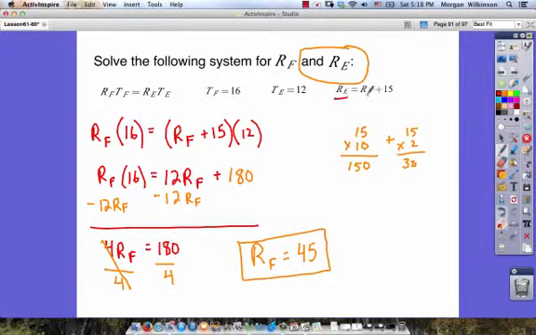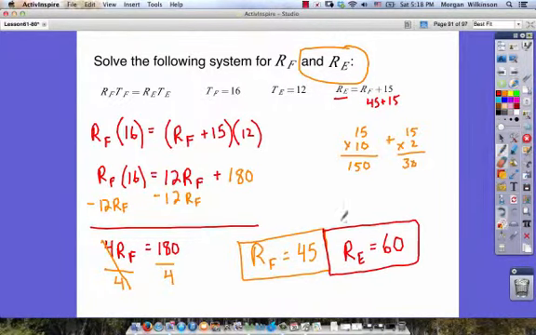R sub e is equal to r sub f plus 15. R sub f is 45, so 45 plus 15 tells us what r sub e is. R sub e must equal 60. We had done 99% of our work through here, but we only had half of our answer. Make sure you do everything that the problem asks you to do. I'll circle this one in red since that's the color we used to answer it.